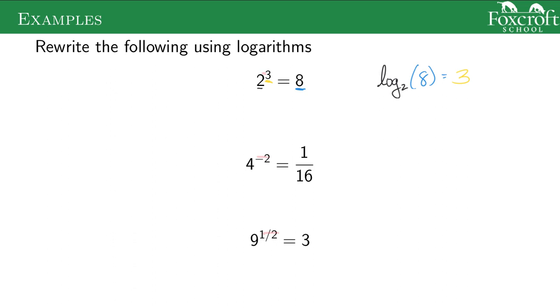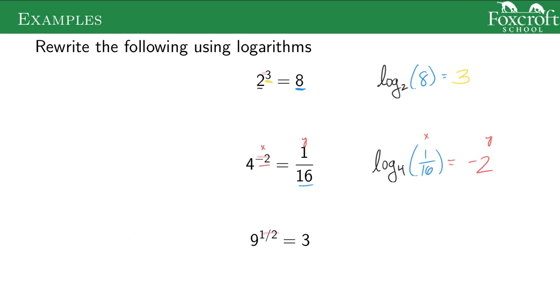4 to the negative 2 equals 1 over 16. The base of my exponential is 4, so the base of my log is also 4. That number just stays the same. But now inside the parentheses, I'm going to put 1 over 16 because that was on the outside of the log. And that's going to be equal to negative 2 because it was inside the exponential. So this is my x and this is my y, and then the y here becomes the x there and the y there.